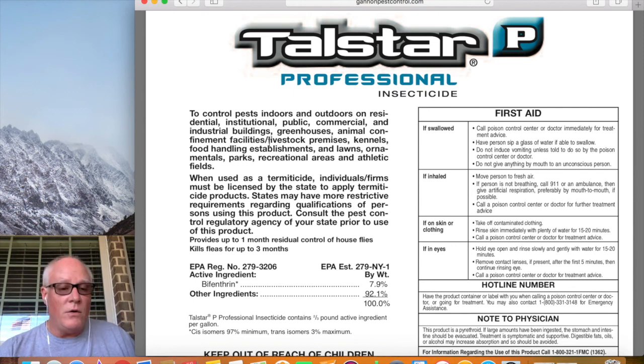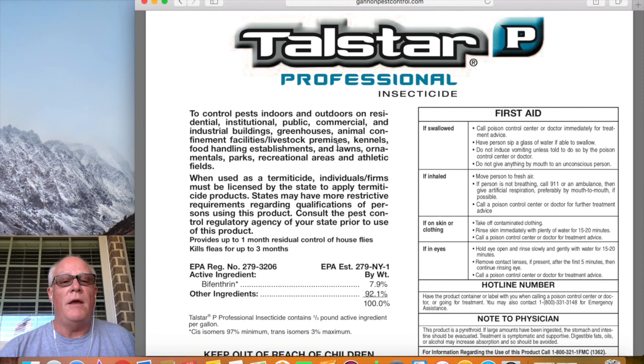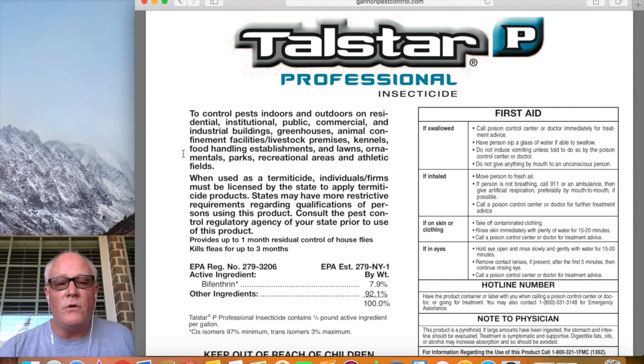So that's good to know. You know that you can use it on houses, you can use it on businesses. Public buildings means you can use it in schools. It also says you can use it in greenhouses. And you'll have people ask you, well, what about my animals? Well, the label right here tells you animal confinement facilities, livestock premises, and even kennels. This product is labeled, and I tell my customers this a lot when they ask me about their dogs. I say, this product is actually labeled to spray dog kennels, and then you can let it dry and put the dogs in the kennel. It makes them feel much better at ease knowing that it's not going to harm their animals.